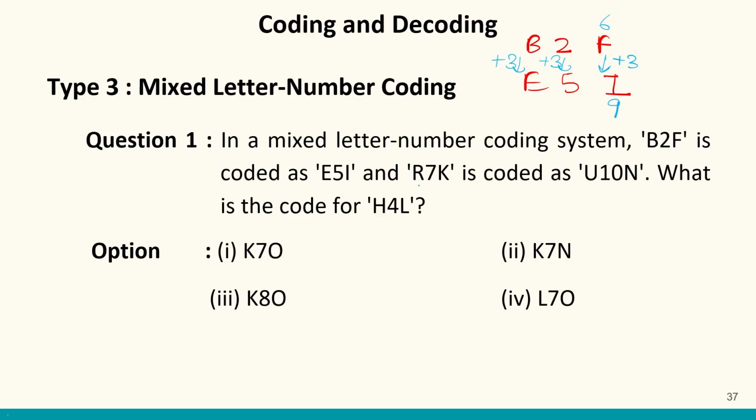Let's check for R7K. R to U will also give me plus 3. 7 to 10 will also give me plus 3. And K to N will also give me plus 3. So the logic that we are following is we are adding 3. So from H, if I add 3 positions, you can use your finger to count I, J, K. I'll get K. 4 plus 3 will give me 7. So I can eliminate these 2 options, right? Then L plus 3 will give me O. So my answer will be option number 1, K7O.